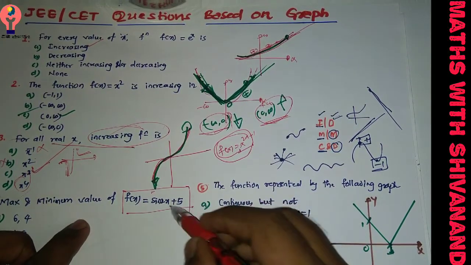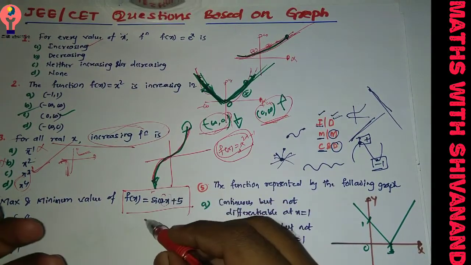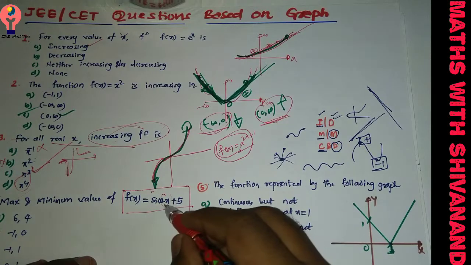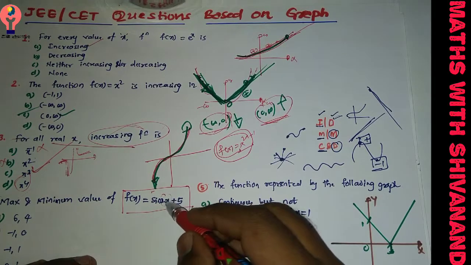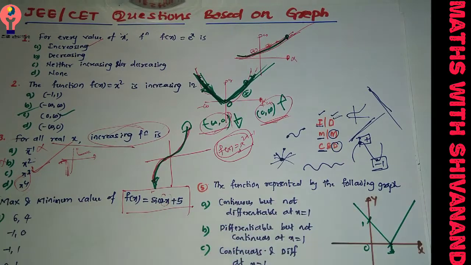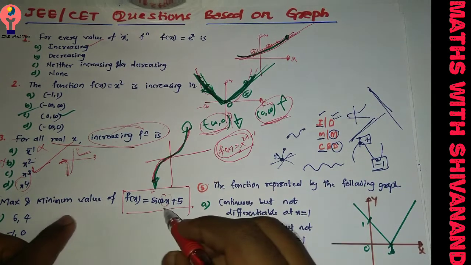Okay. Question number 4, the maximum and the minimum value of f of x is equal to sine 2x plus 5. He has given sine 2x here. What is the difference between the sine x curve and the sine 2x curve? Whenever the sine 2x curve comes, your curve is going to compress about the x axis. So I will not use a graph here, I will directly solve it.